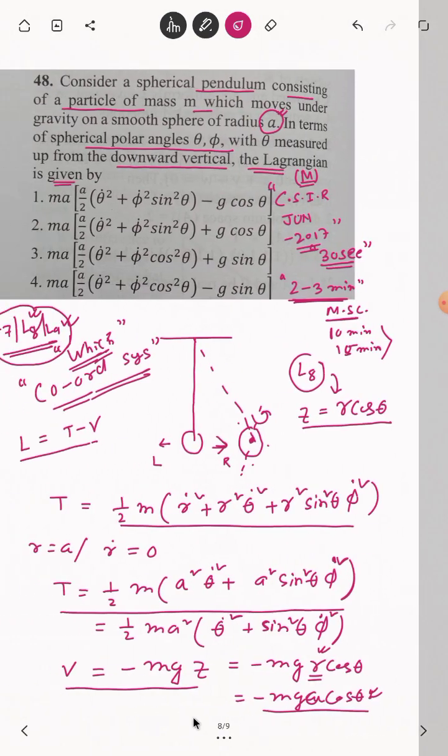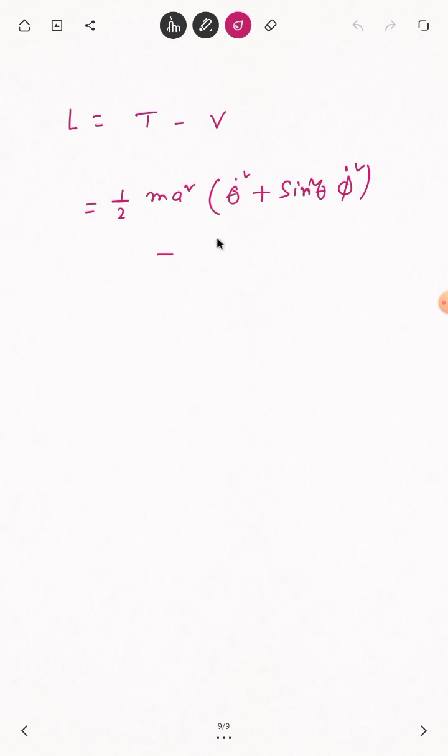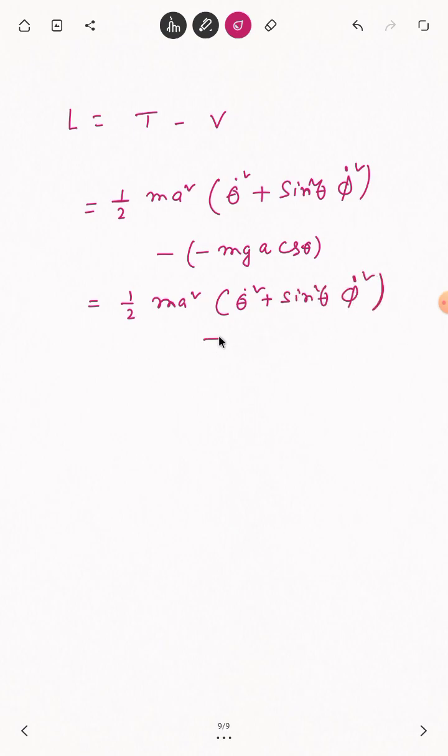Now take a look at the beauty. For the downward vertical, one minus sign is already there. So our sign will ultimately be this minus, plus again this second minus, that means plus mga cos theta. Ultimately this will become half m a square theta dot square plus sine square theta into phi dot square plus mga cos theta. Clear? I think all of you have a good idea about this up to this particular point.